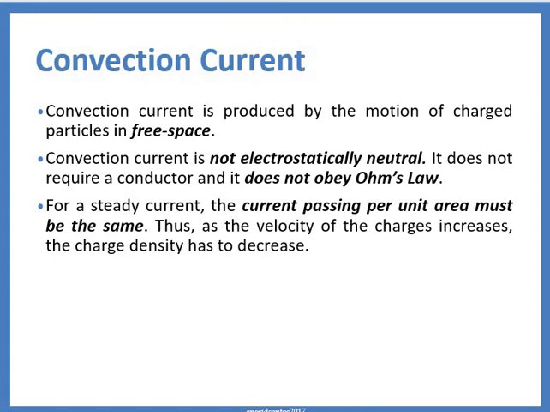Convection current is produced by the motion of charged particles in free space, where free space is a region void of matter, and hence convection current is not electrostatically neutral, it does not require a conductor, and it does not obey Ohm's law. For a steady current, the current passing per unit area must be the same. Thus, as the velocity of the charges increases, the charge density has to decrease. This will be illustrated in the succeeding slides.